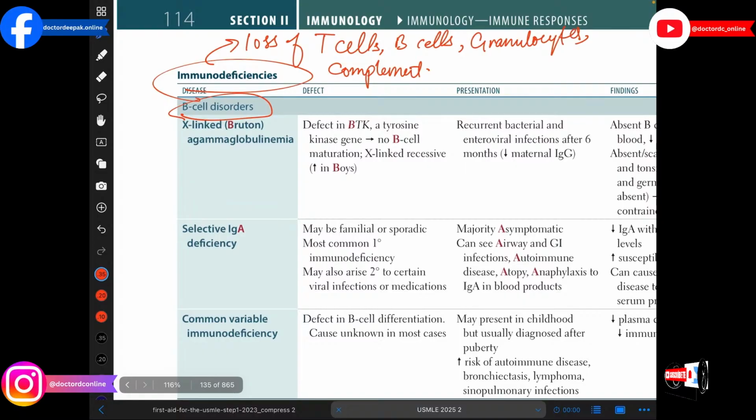So again, X-linked agammaglobulinemia is an X-linked failure of B cell precursors to become B cells. There is a defect in the Bruton tyrosine kinase gene. Symptoms start from 6 months of age due to loss of maternal antibodies, that is IgG.